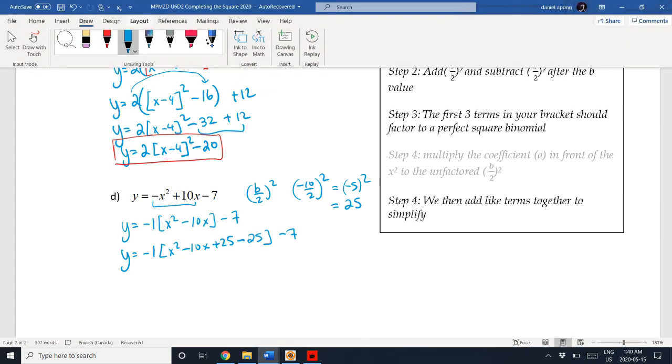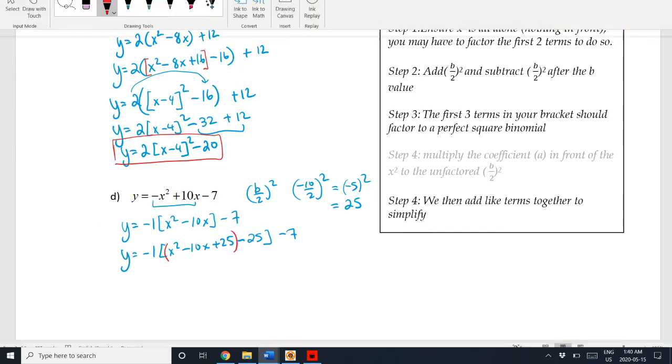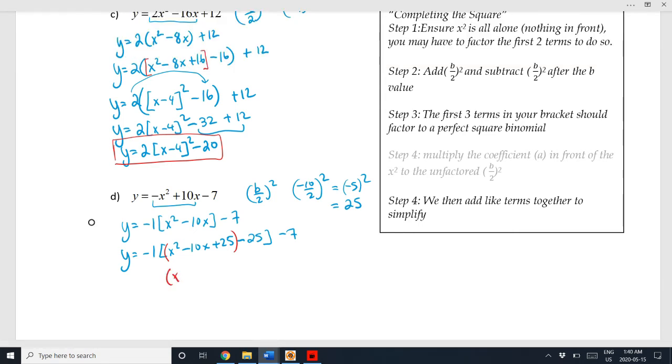Next, we're going to add brackets to the first three terms within this bracket and factor these, and we should notice a perfect square trinomial within this. So we have to think of two numbers that multiply to positive 25 but add up to negative 10, and of course it's going to be negative 5 and negative 5. So we're going to get (x - 5) squared. So this is just the red brackets factored.